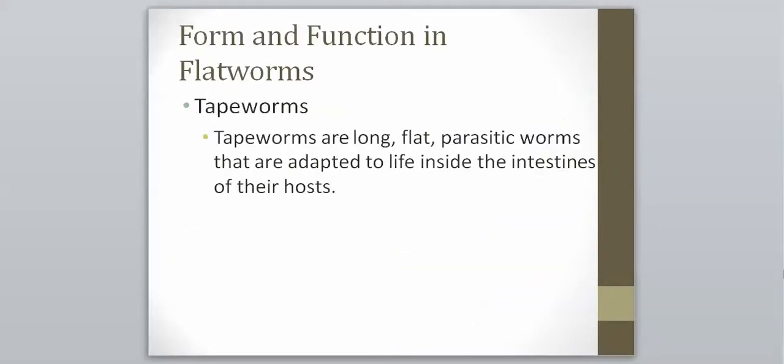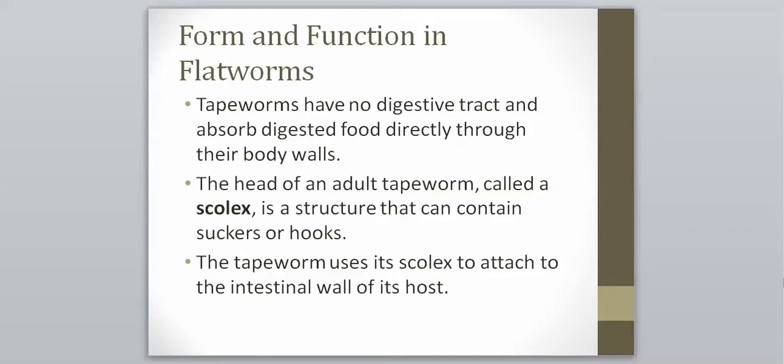Our next example of flatworms are tapeworms, and these are obviously long, flat, parasitic worms that are adapted to life inside the intestines of their host. Most of us have probably seen tapeworms before, heard horror stories about how long they can get. So we're going to look at what exactly tapeworms do and how they actually infect us. Tapeworms have no digestive tract, and they absorb digested food directly through their body walls. Parasites won't need a digestive tract because they're already taking digested food in, so they have no need to digest the food themselves.